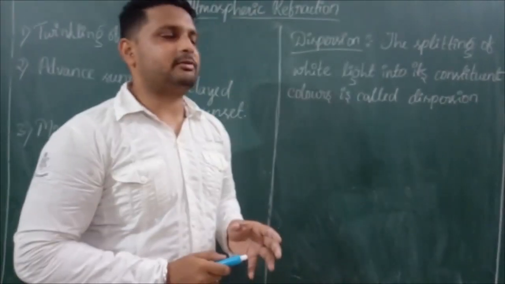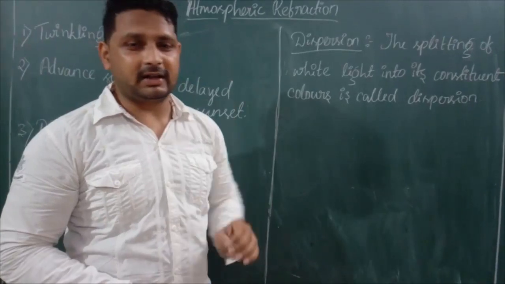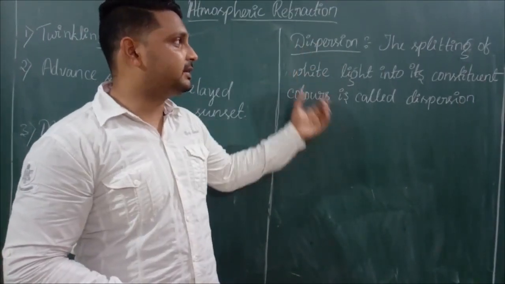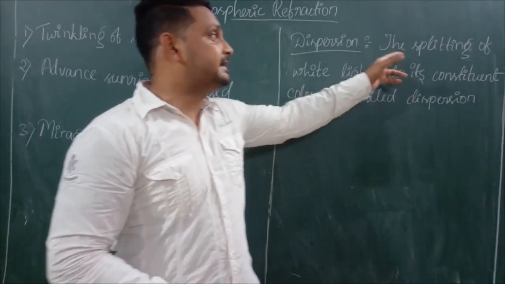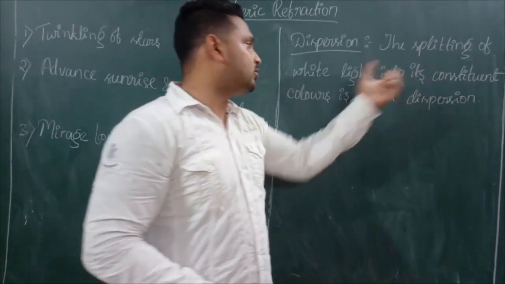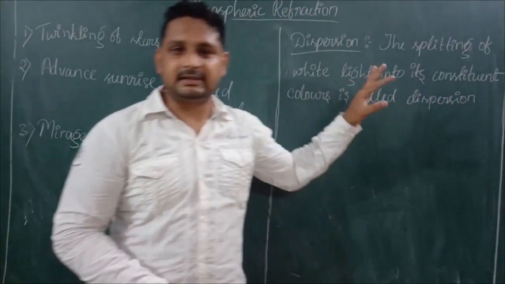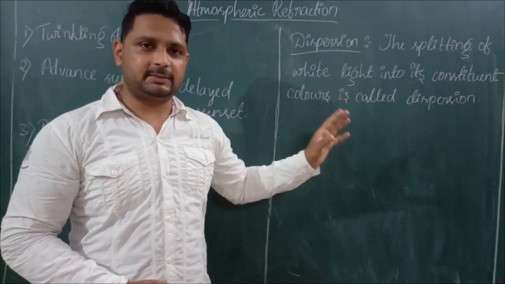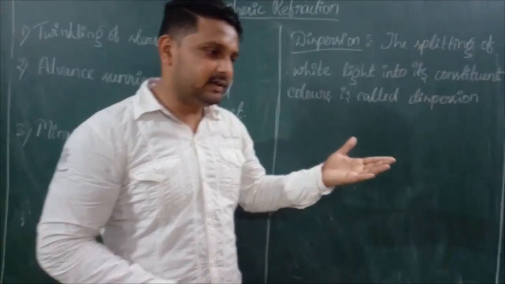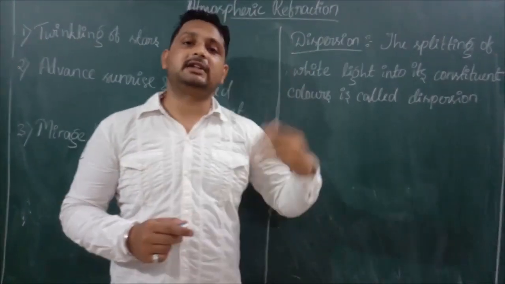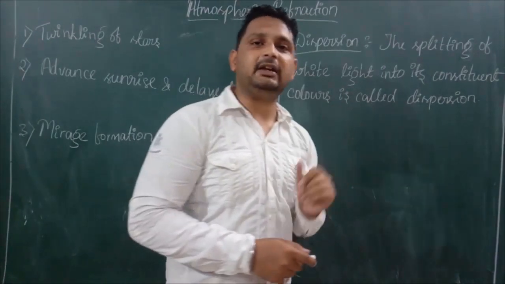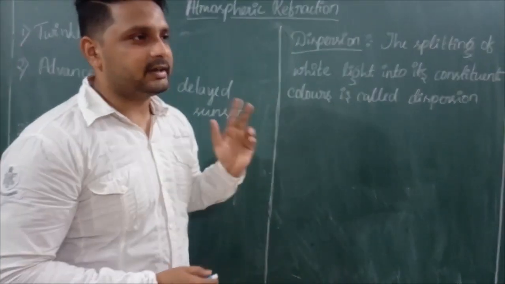Before moving on to atmospheric refraction, please make a small correction. The definition of dispersion is the splitting of white light into its constituent colors. Okay, this is the actual definition of dispersion. The splitting, not scattering. Scattering of light is something which we will study later. This is the splitting of light into its constituent colors.